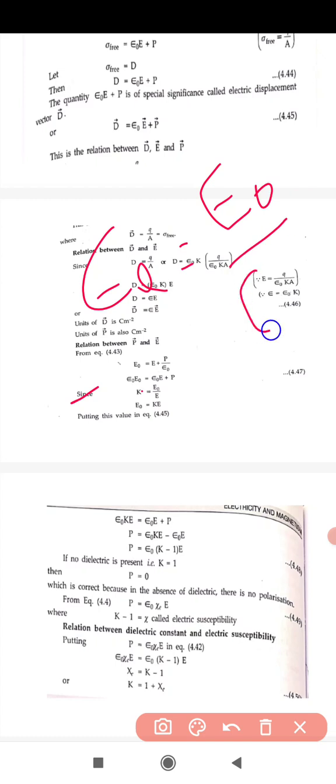Therefore we will multiply this equation by epsilon naught on both sides. We get epsilon naught into E naught, which is equal to epsilon naught into E plus P. Here epsilon naught and epsilon naught will be cancelled. We know that K, or the dielectric constant epsilon R, in terms of electric field, is E naught divided by E. E naught is the applied field and E is the net electric field. So E naught is K into E.